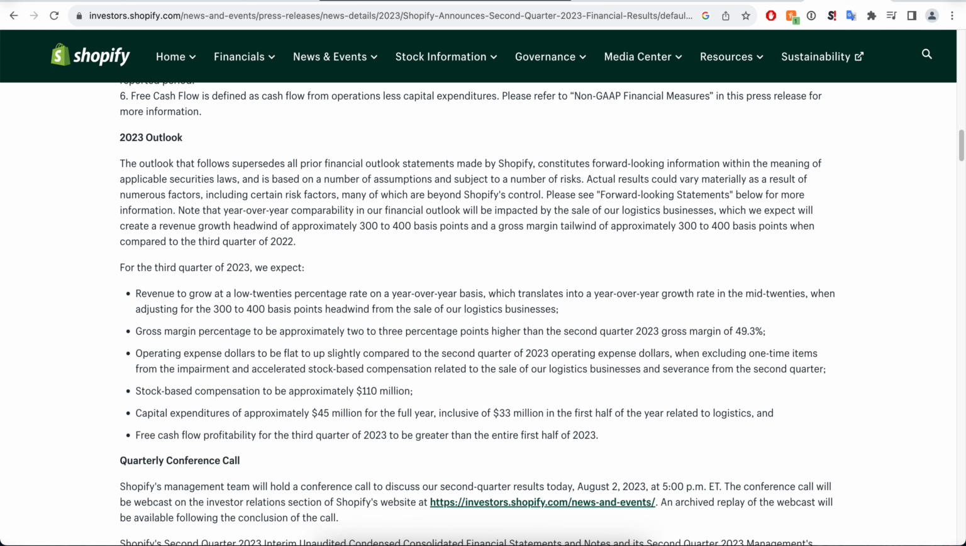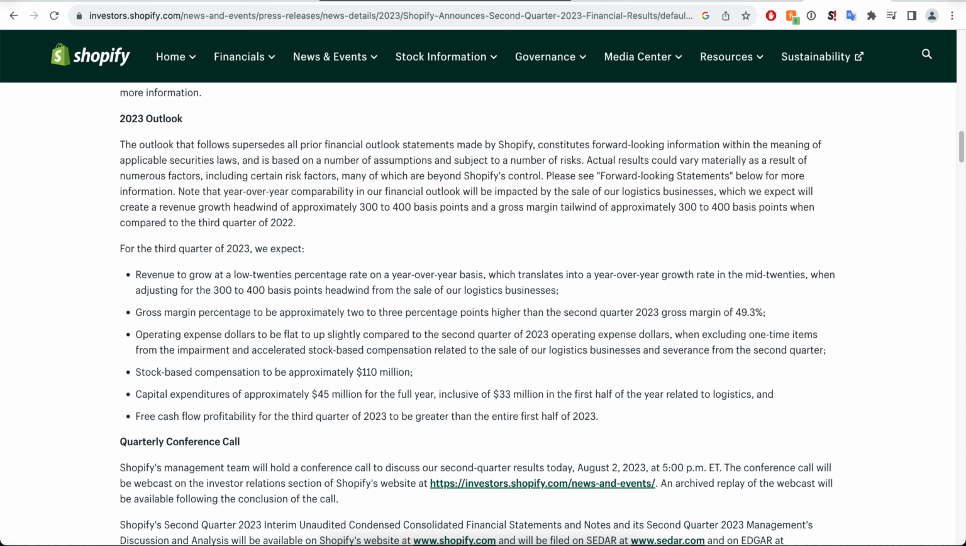So interesting to see. But revenue to grow at a low 20s percentage rate on a year-over-year basis, which translates into a year-over-year growth rate in the mid-20s is what we're looking at, like 25% or so. Very, very nice as well for the third quarter too, a pretty significant increase. And gross margin approximately 2 to 3 percentage points higher than the second quarter.